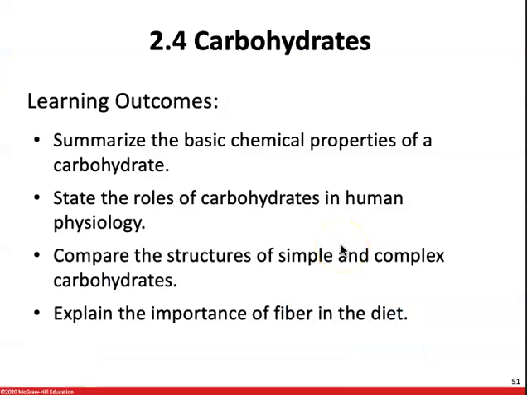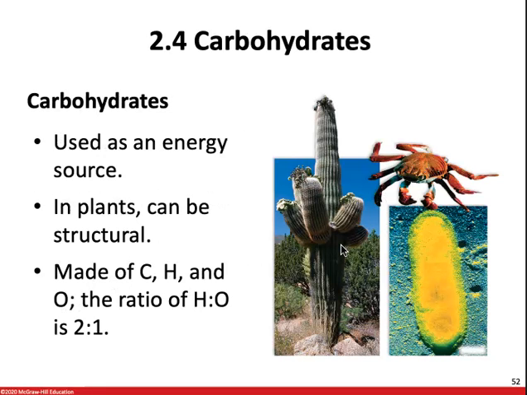All right, the first category of biomolecules that we are going to discuss is carbohydrates. From this chapter, you should be able to summarize the basic chemical properties of a carbohydrate, state the roles of carbohydrates in human physiology, and then compare the structure of simple and complex carbohydrates while also explaining the importance of fiber in the diet.